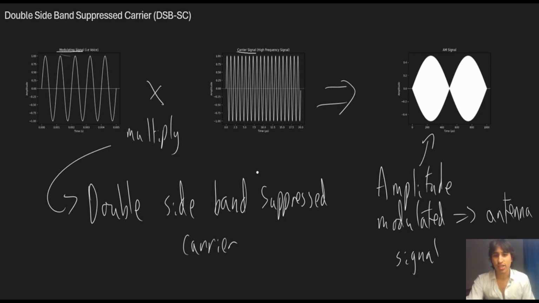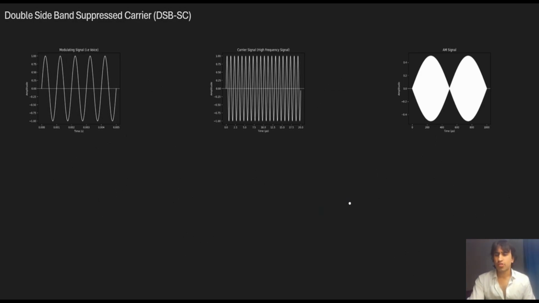So in this lecture, let's look more deeply into the double sideband suppressed carrier, its bandwidth, its power calculations, and the pros and cons of using double sideband suppressed carrier. Let's go. Okay, so first you want to express both the modulating signal and the carrier signal mathematically. That allows us to do calculations that get us to the AM signal.